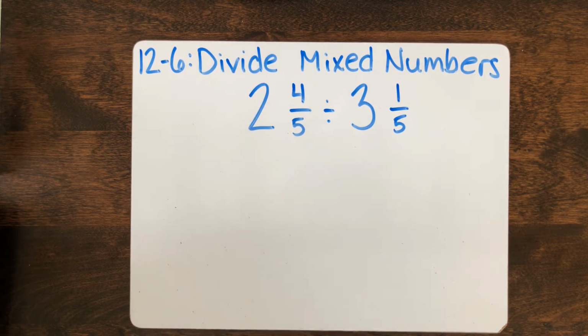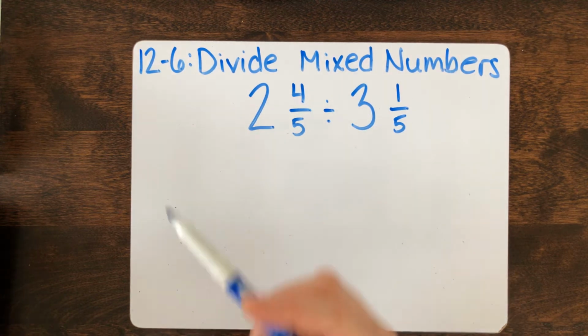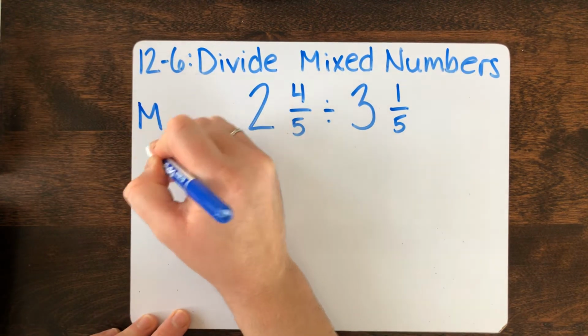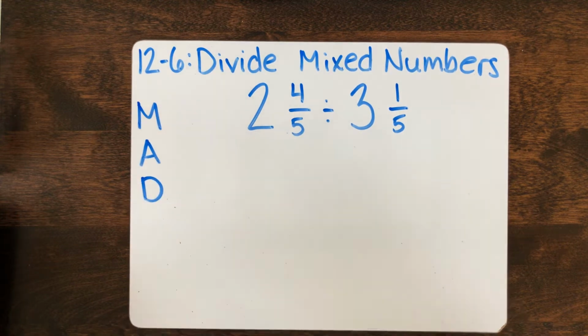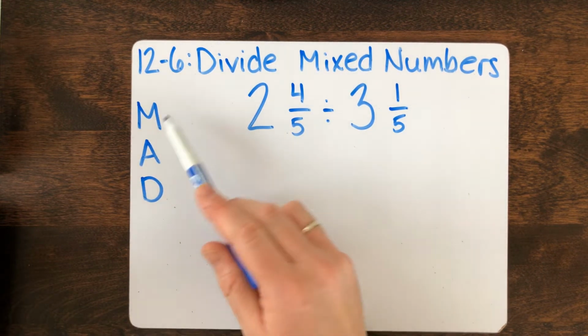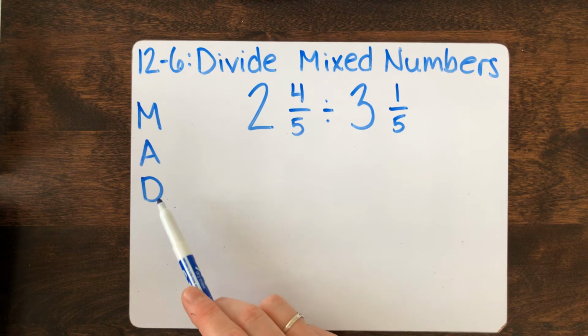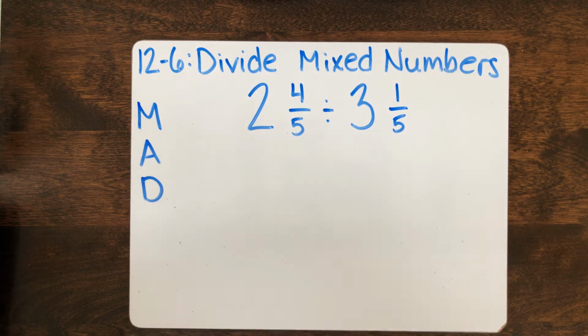So in fifth grade, I talked about how to change a mixed number into an improper fraction, and I said to get MAD. And basically what that means is multiply, add, denominator stays the same. So keep in mind, an improper fraction means that the numerator is bigger than the denominator. So let's look at this.